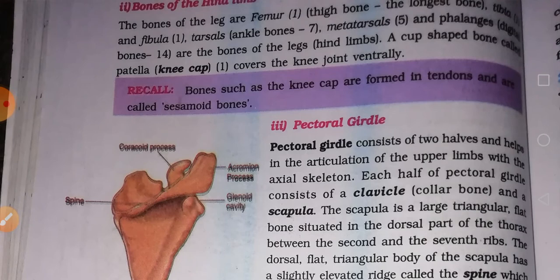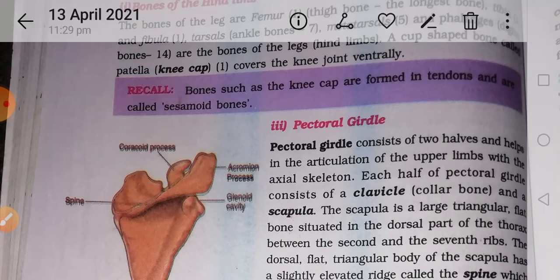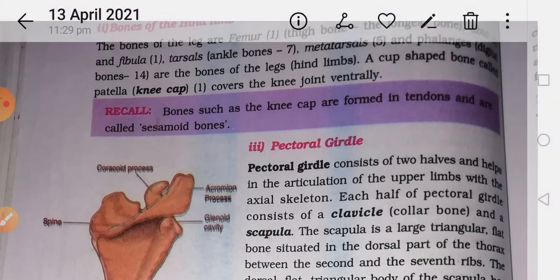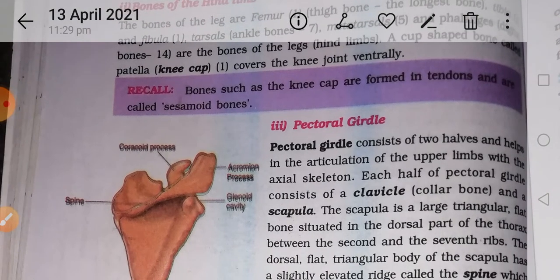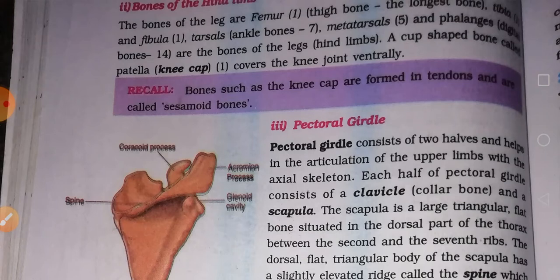And the tarsals are the ankle bones. First is the femur, only 1 bone. Then there are 2 bones, the tibia and fibula. Starting from the hip bone to the ankle, the knee joint will be there. This part has only the femur, only 1 bone. Next, the continuation with the tibia and fibula. Next, the continuation with the tarsals. So this is the complete leg.